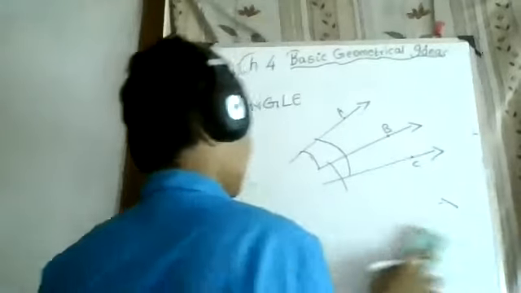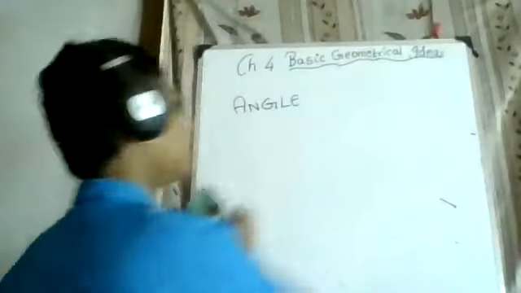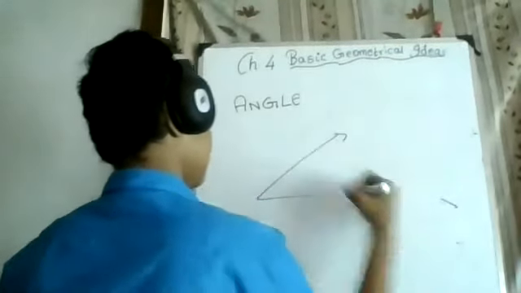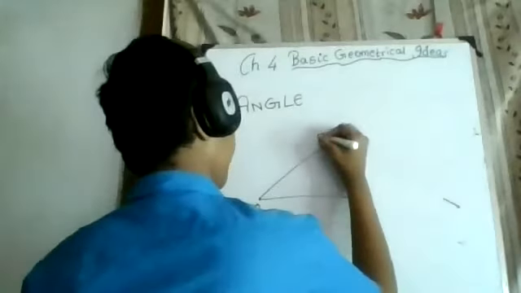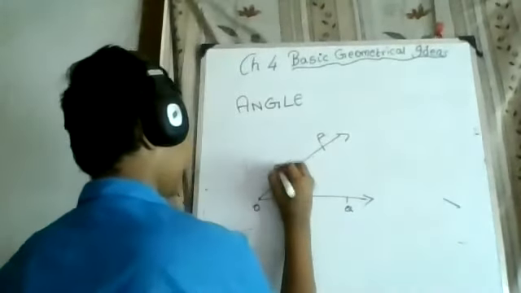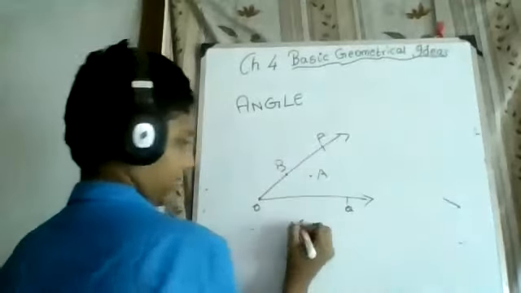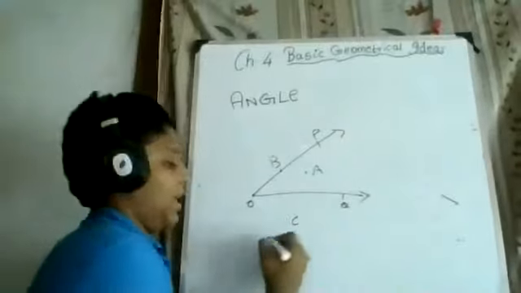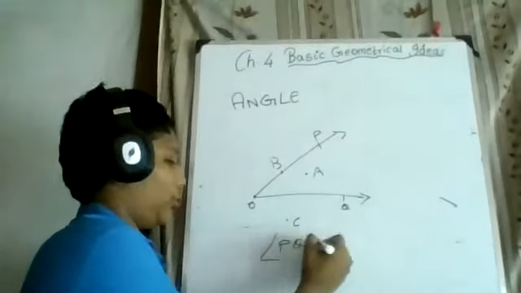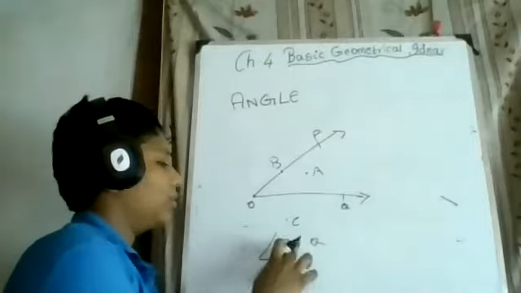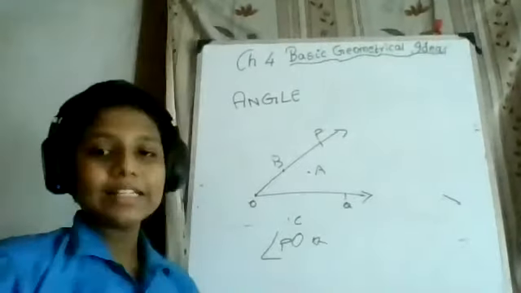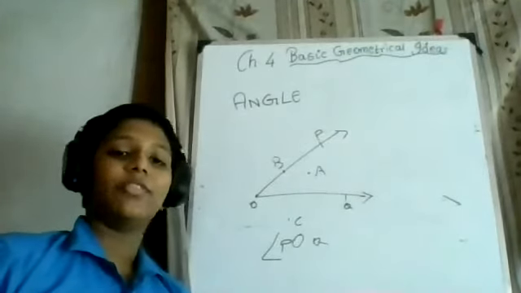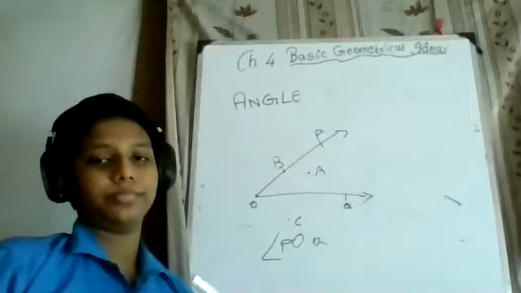Now let us see how to determine the location of a point in an angle. Okay, see. This is O, P and Q. Point B here, A and C. Now point A lies interior of the angle POQ, and point B lies on the angle and point C lies exterior of the angle POQ.